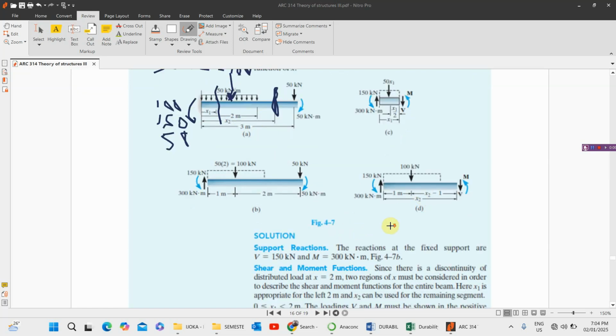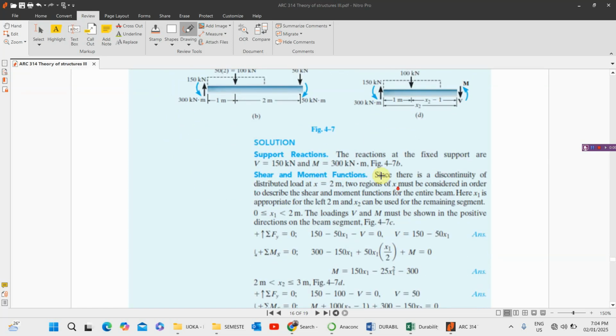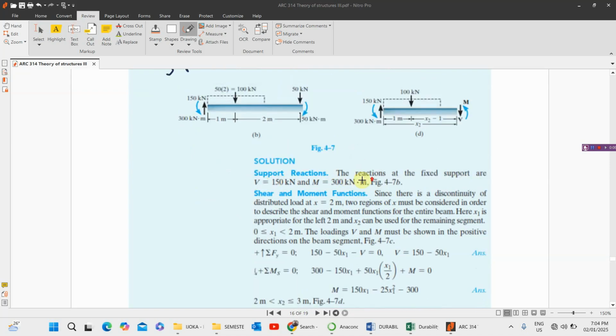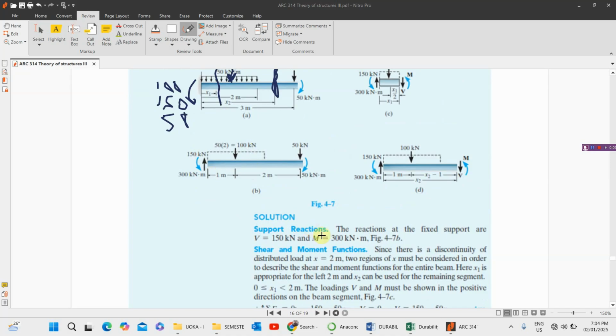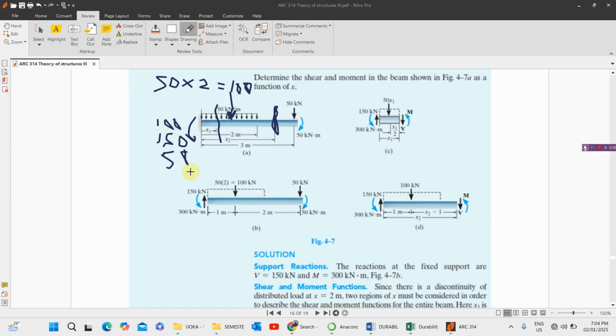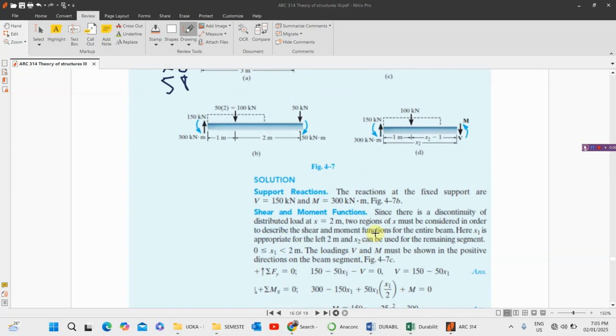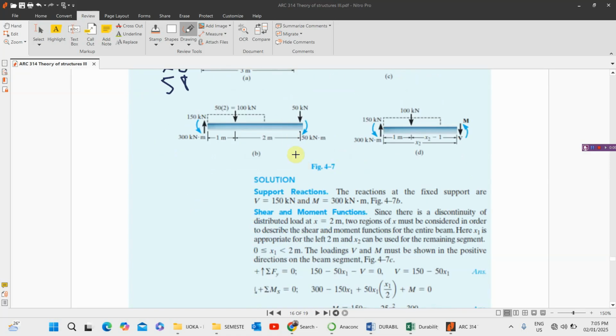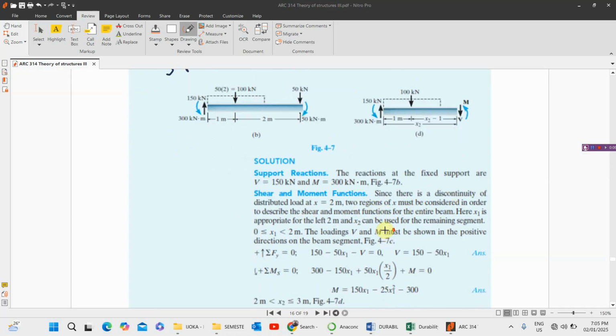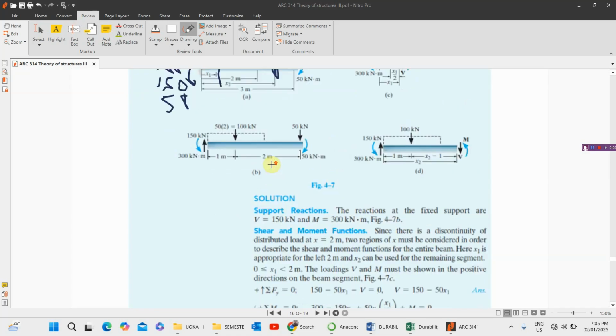If we want to put it now in writing, let us see the expression. Okay, let us look at the calculation. I said the support reaction at the fixed point is 150. I believe we all know how we got this 150; I've explained already. The moment I've explained to be 300, and since there is a discontinuity in the loading, that is at s equals 2 meters, two regions of s must be considered in order to describe the shear force and the moment for the entire beam.